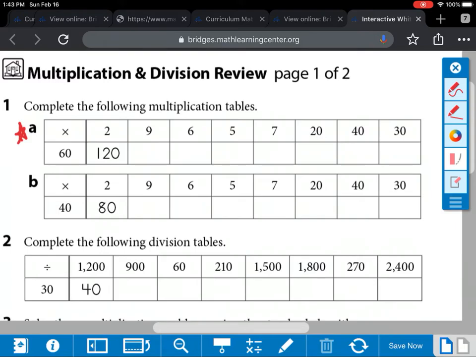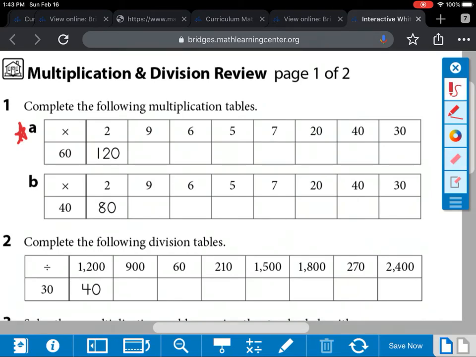We can also use easier multiplication facts that we know to help us solve other problems further down in the ratio table. So if I know how much 9 groups of 60 is, and I know how much 2 groups of 60 is, I can use that to help me figure out how much 7 groups of 60 is. Or I can, as always, rely on my base fact.